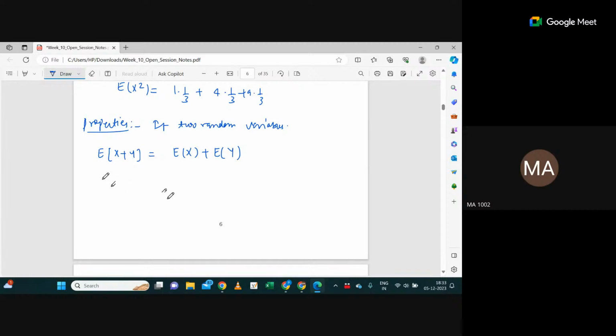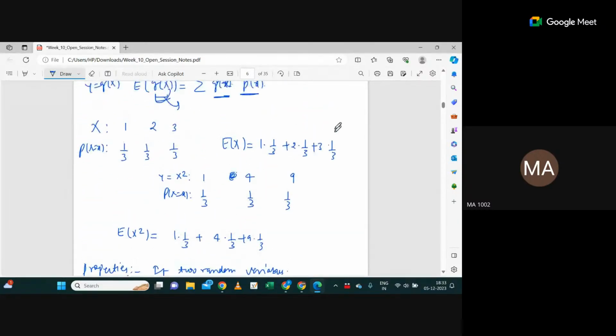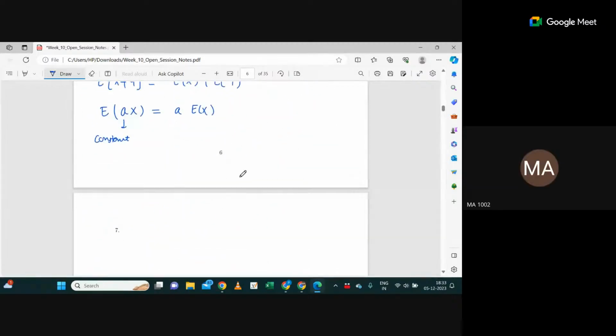Suppose we have the expectation of ax, where a is any constant. How will you compute it? It will simply be a times the expected value of x. If you want, we can derive it. Let's take an example where the expected value of x comes out to be 6 by 3, which is 2.